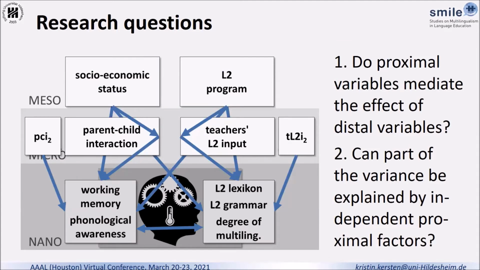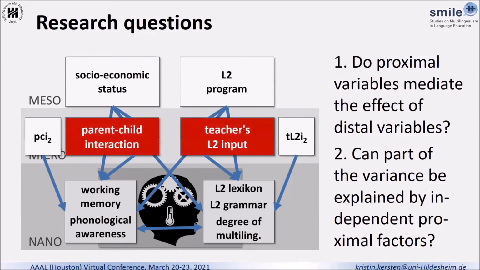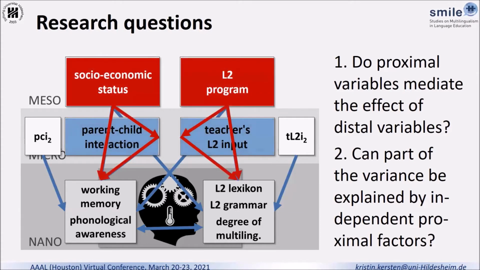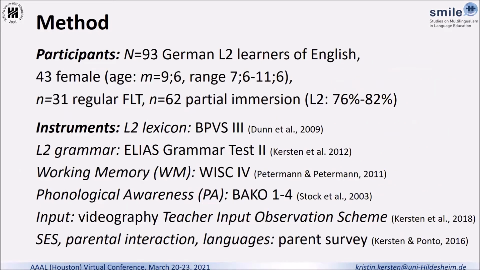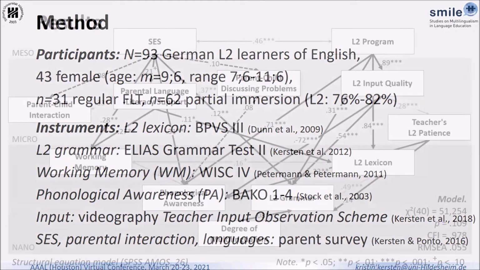Research questions therefore are, do proximal variables statistically mediate the effect of distal variables in this data set? And can part of the variance be explained by independent proximal factors? We looked at 93 German learners of English aged 7 to 11 from regular and immersion programs. We used a test battery for cognitive and L2 skills, classroom videography analyzed with the teacher input observation scheme, and a parental survey for SES and interaction.